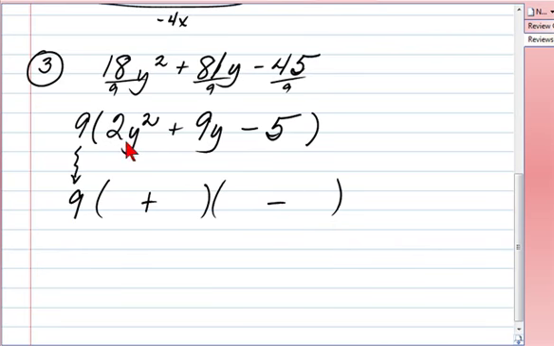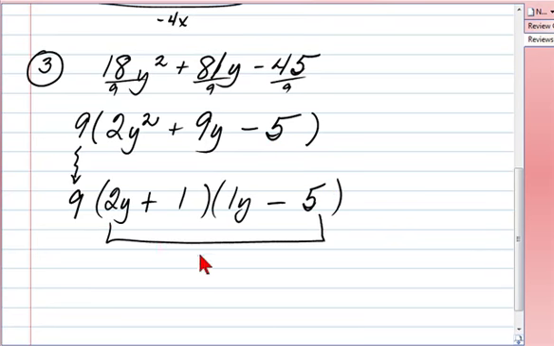Now, 2y squared. 2 is a prime number. You don't have any choices. It's got to be a 2y and a 1y. Now 5 is a prime number. It's got to be a 1 and a 5. But it does depend where I put them. So if I put the 1 there and the 5 there, let's check.